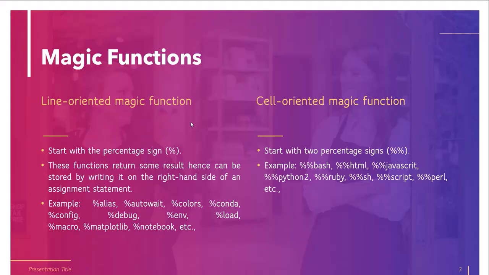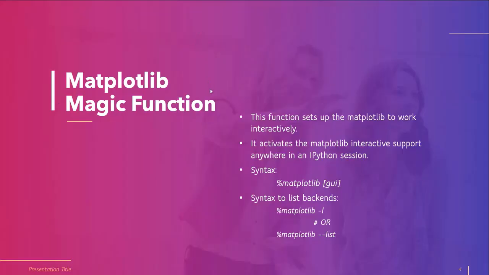Now understand what is a cell oriented magic function. We can also call it a cell magic. It starts with a double percentage sign, and these functions are followed by the argument in the whole cell, that is in the rest of the line, and also the lines below it as a separate argument. Some of the cell magic functions are %%bash, %%html, or %%javascript, and many others also. So our main agenda is to talk about the %matplotlib magic function.